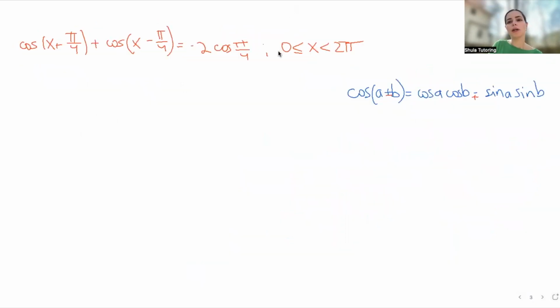Let's do one more. So this is one where we apply the formula for cosine. So here we have cosine of (x plus pi over 4) plus cosine of (x minus pi over 4) is equal to negative 2 times cosine of pi over 4. Let's solve this. And again, we have this restriction. So cosine x times cosine pi over 4, right?